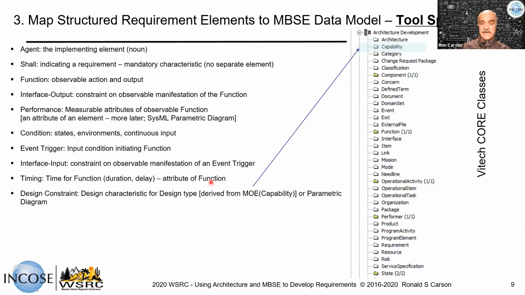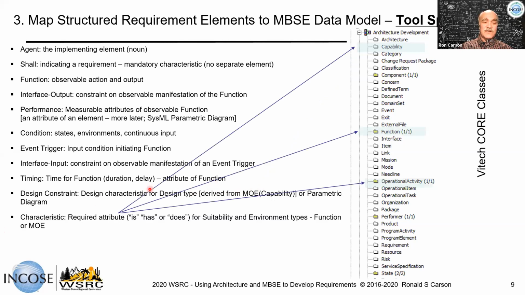But everything we're addressing, even constraints on the solution space, should arise from a user or other stakeholder measure of effectiveness or parametric diagram or some other capability, some concern, and it shouldn't just be levied willy-nilly out of the thin air, as we might say. Other characteristics are some attributes that represent what a system is, has, or does for the suitability and environment types. The function or the measure of effectiveness, or using the capability class as a measure of effectiveness, for example, for system availability, for the suitability and environment types.